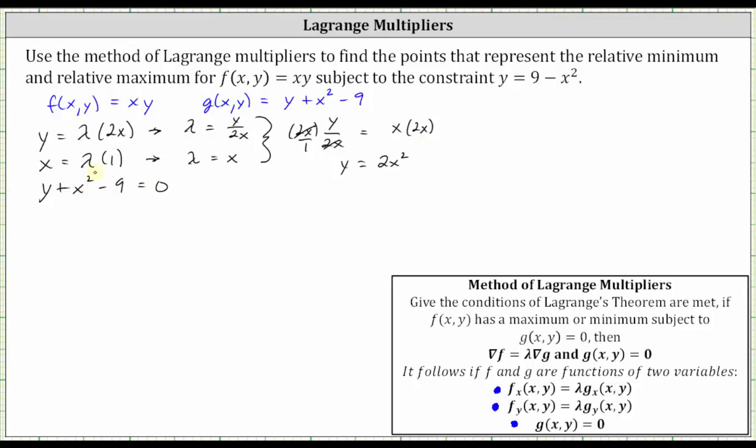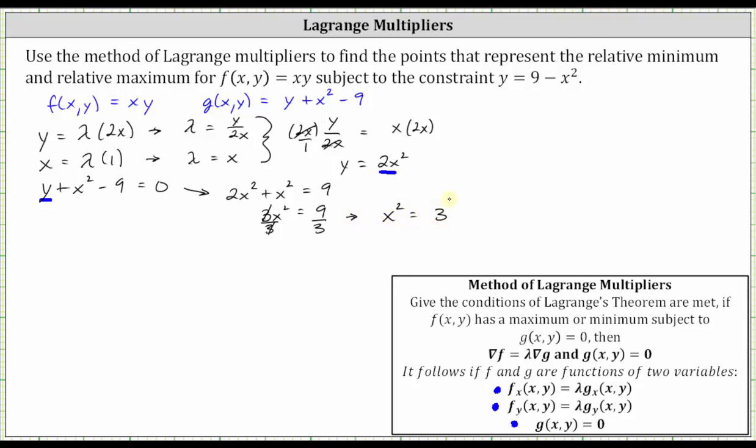And notice we have a y in our third equation. We have y plus x squared minus 9 equals 0. So now if we substitute 2x squared for y, we will have one equation with one variable that we can solve for x. So performing the substitution, we would have 2x squared plus x squared. Let's go ahead and add 9 to both sides, giving us equals 9. Combining like terms, we have 3x squared equals 9. Dividing both sides by 3, we have x squared is equal to 3.